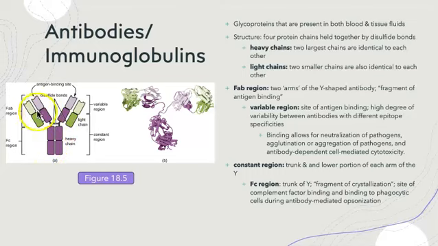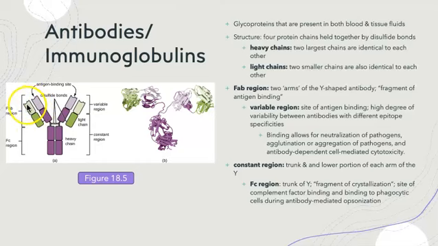The other that we see in the green here is our light chain. So these are our smaller chains, and they'll also be identical to one another. Now, as these come together, we create two regions. Our, what I'm going to call FAB region, and the FAB here is standing for fragment of antigen binding, which we also call the arm of our Y-shaped antibody.